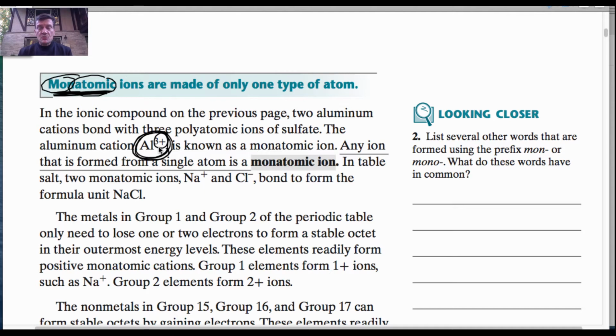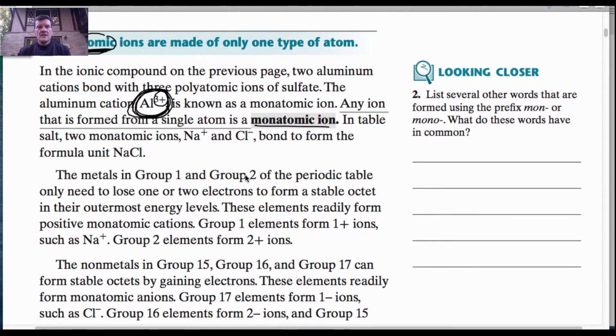If it's a +3, what does that mean? It has 3 more protons in its nucleus than the number of electrons around its nucleus. Okay? 3 electrons have been stripped away from it by probably a nonmetal. So this has a +3 charge on it, and that's a monatomic ion. Okay? Here is sodium. It's monatomic, and it has a positive charge on it. Means it has 1 more proton than the total number of electrons because an electron left.